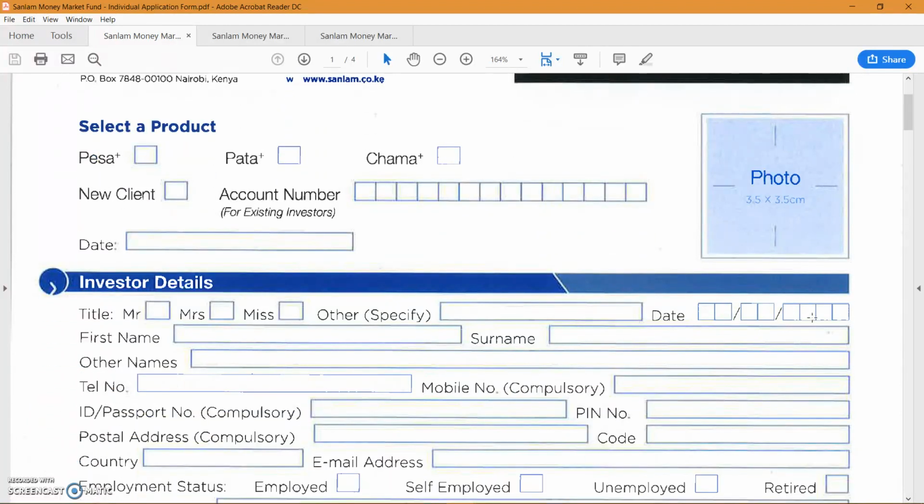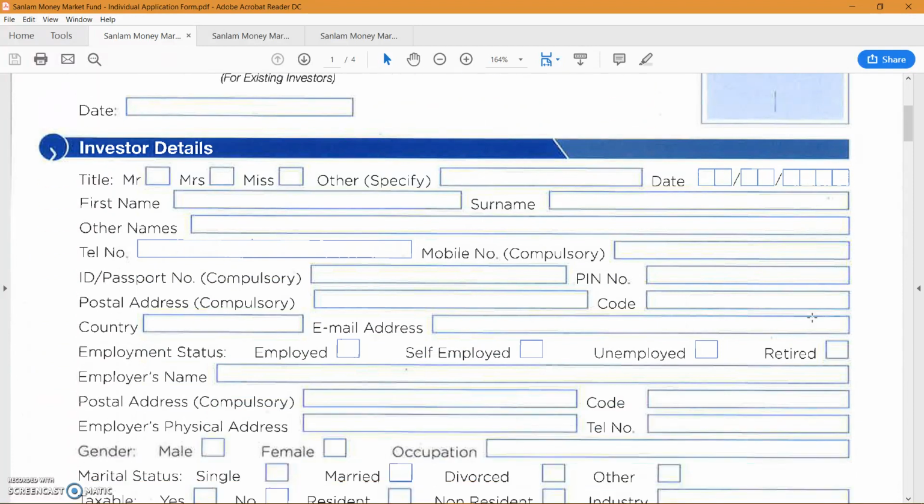When it comes to the details, these I think are pretty straightforward. You'll need your mobile number. This is the father's name, your first name, and then your other name. This is the date when you filled in the form. Then you select the option of either an ID or a passport number, whichever is available to you. You need the PIN number for your KRA PIN. You will need the postal address where you need mail sent to you if need be, and the code.